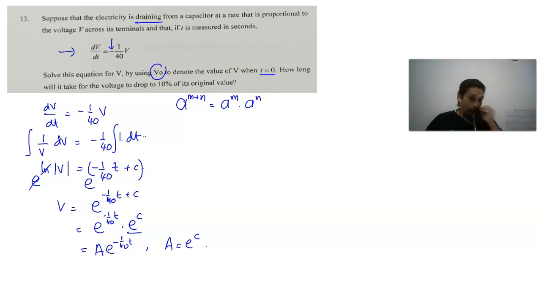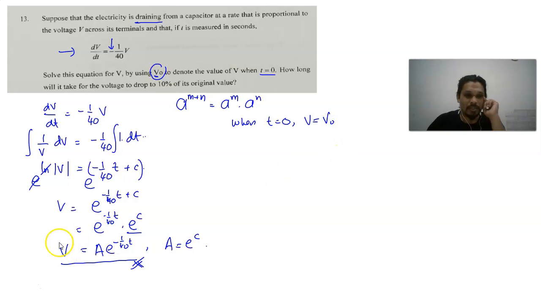Okay, then this is the equation of this voltage according to the question here. Now, solve the equation of V by using V naught. V naught means the earliest or initial voltage when t equals 0, which means the beginning of the experiment. So when t equals 0, V equals V naught.